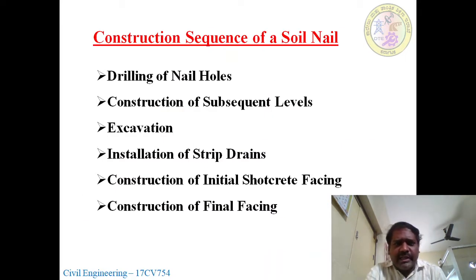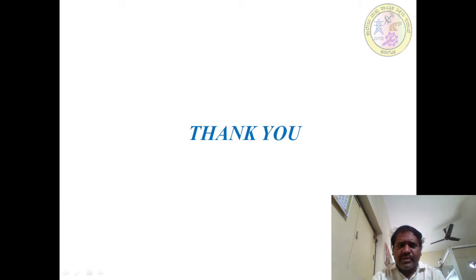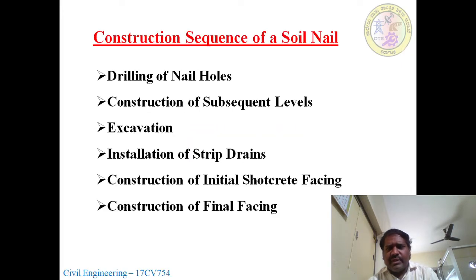The next important thing is the construction sequence of a soil nail. What sequence will be followed? Drilling the nail holes, construction of subsequent levels, excavation, installation of strip drains, construction of initial shotcrete facing, and construction of final facing. We will go through the detailed study in the next session. These are the sequences we have to consider in the soil nailing technique.